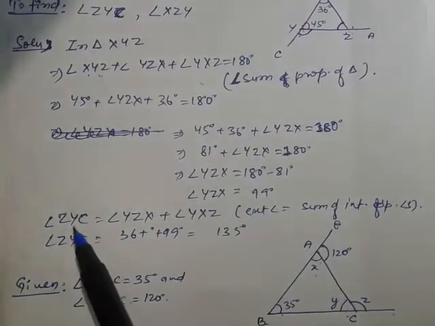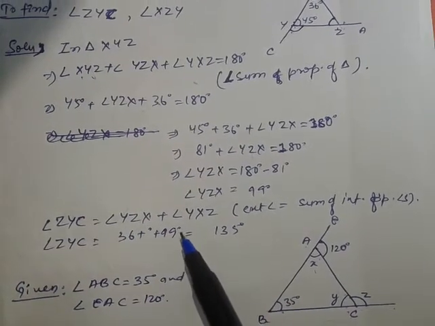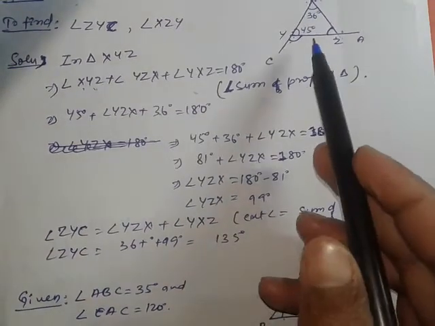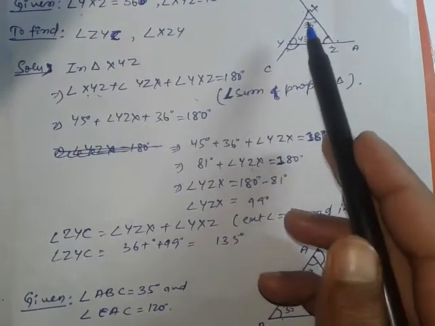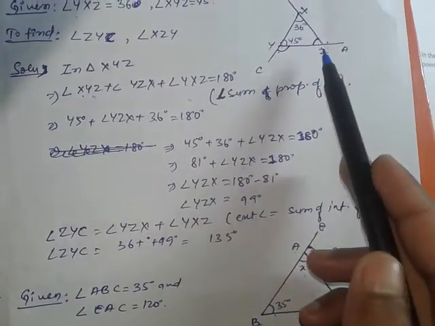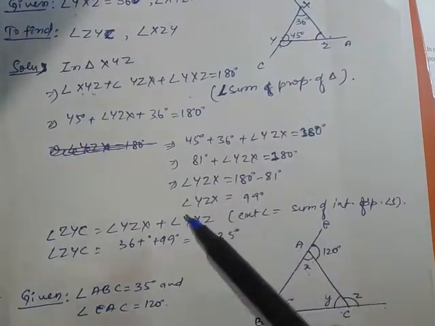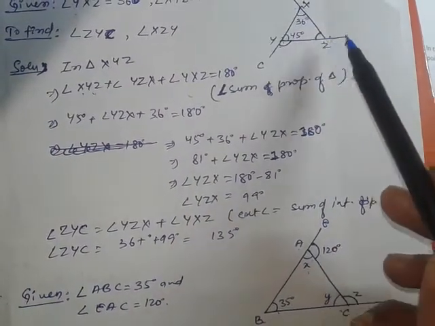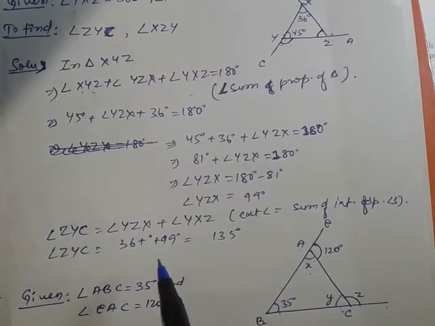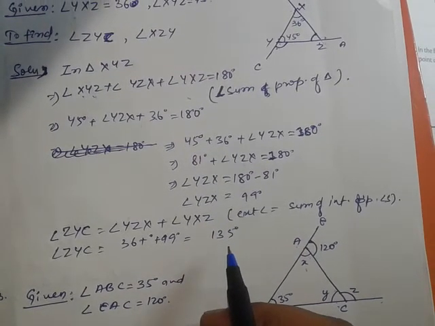How do you get XZC? It equals angle YXZ plus this one. The opposite angles are interior, this one and this one. So YXZ plus YZX, this one. Okay, so we give the values here and we add them.